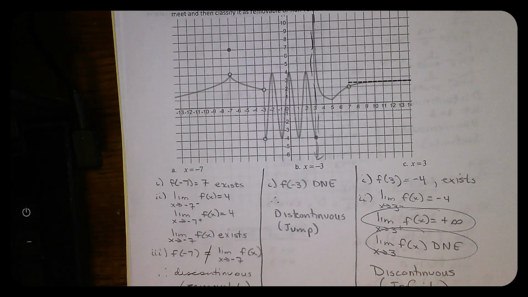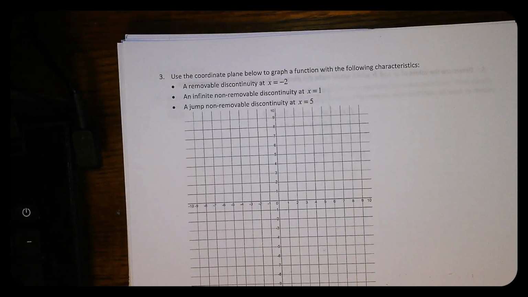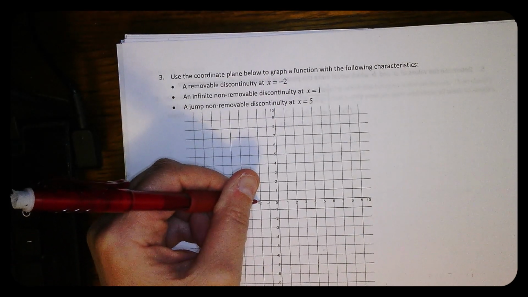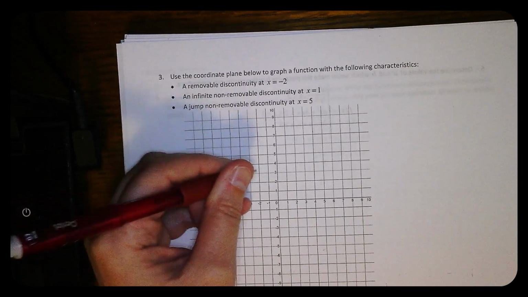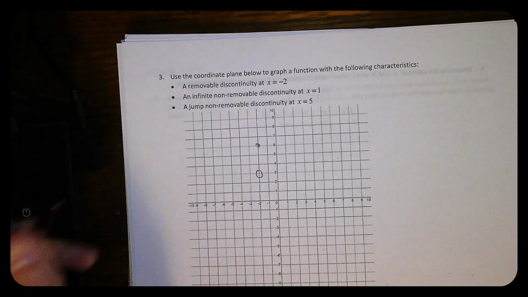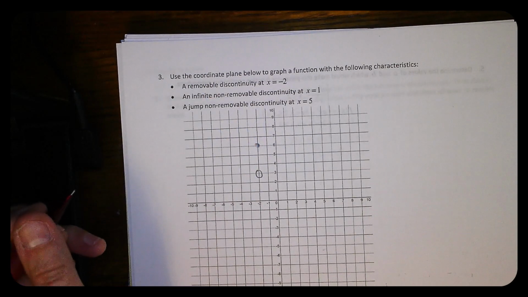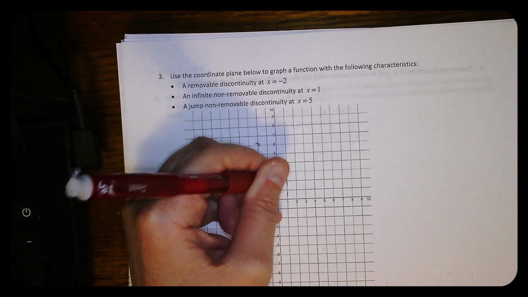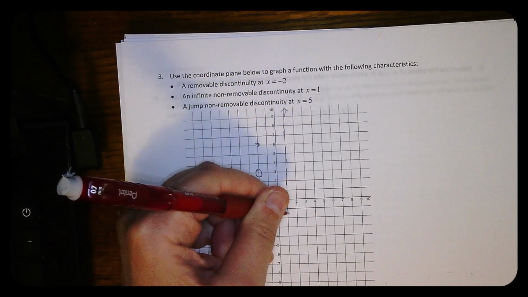Okay, so number 3 says use the coordinate plane below to graph the function with the following characteristic. It has a removable discontinuity at x equal -2, which means that's going to show up like a hole. So I'm going to go ahead at x equal -2, and the limit exists, remember, so I'm going to put a hole here and maybe a point up here at x equal -2. An infinite non-removable discontinuity at x equal 1, which is another way of saying there is a vertical asymptote right there at x equal 1.